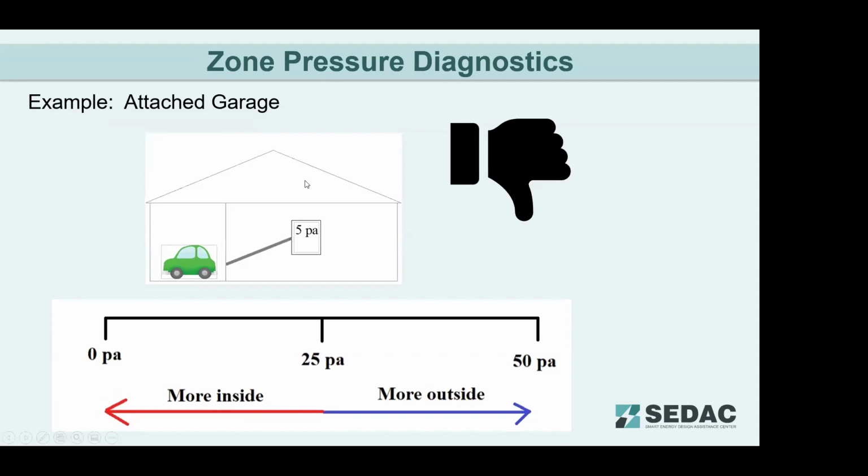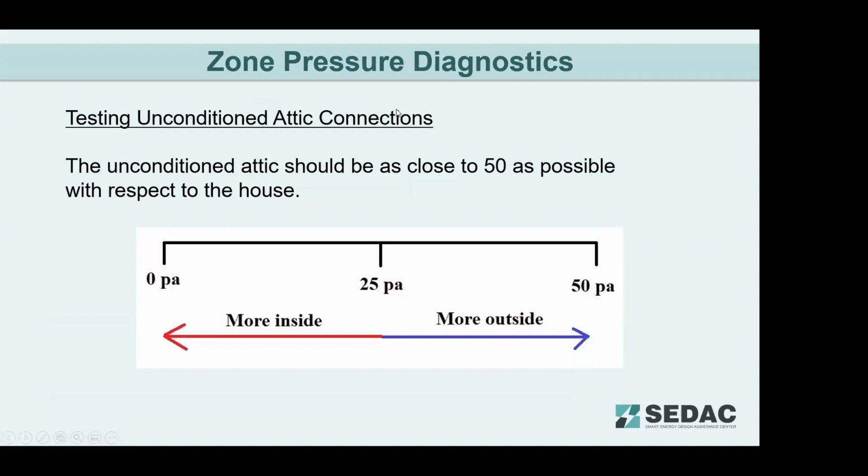In a different scenario, you test that garage and you get 5 pascals. That's basically like a bedroom in the house. That's very well connected. We want to make sure that garage is isolated from the rest of the house. So that's just another example to look at it.